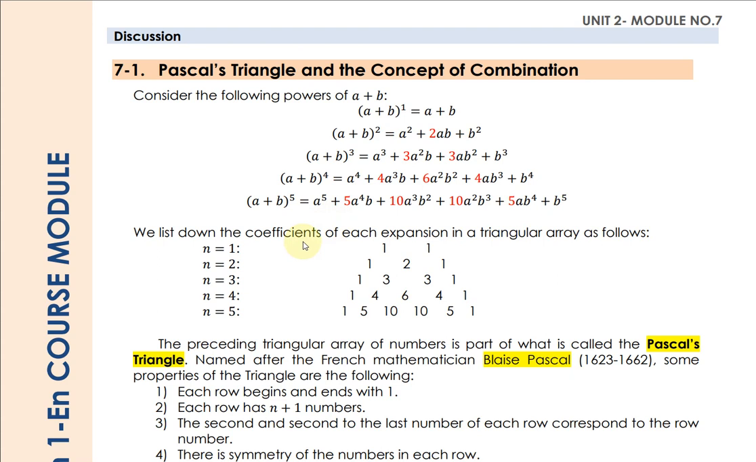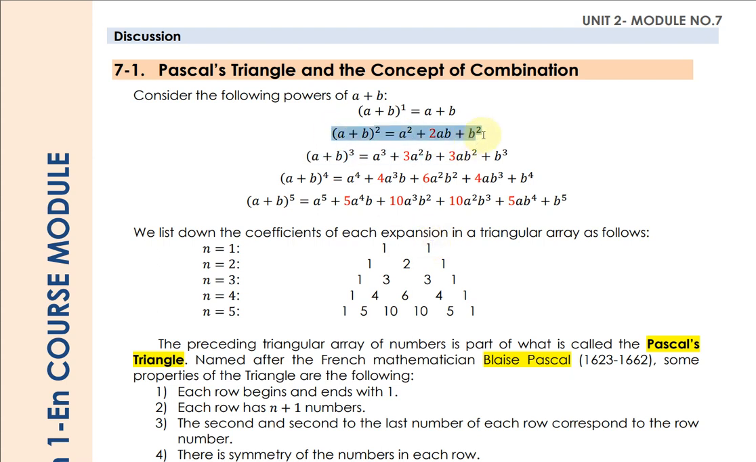So here we are going to list down the coefficients of each expansion in a triangular array as follows. Recall that coefficients are the constant numbers beside your variables. For the first row, where n is equal to 1, meaning our power is just equal to 1, we have the coefficient of a, which is imaginarily equal to 1, and also of b. So we have 1 and 1.